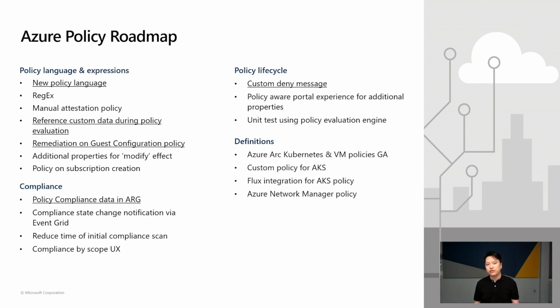Referencing custom data during policy evaluation is another big work underway. This will allow you to bring in non-resource properties from any source to be used in your policy evaluation. For example, things like project code or cost center ID that is sitting in some of your databases. You will be able to bring it in when we have this capability available.